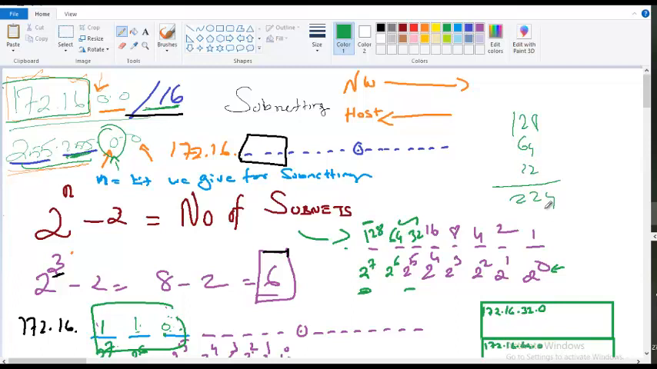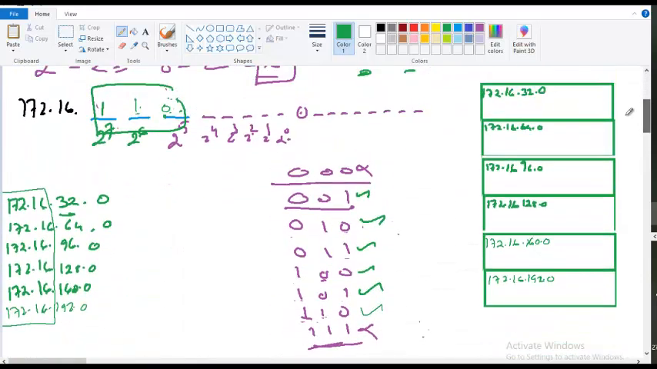We get 224. That we have to mention, otherwise there is no use of doing subnetting. So we have to say the new subnet mask for this network, the subnet will be 255.255.224.0. We need to say this. Otherwise, you should at least say /16 plus 3, /19 everywhere.